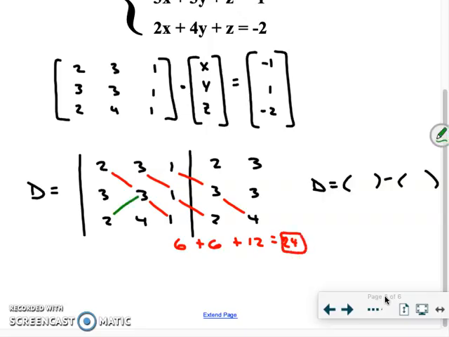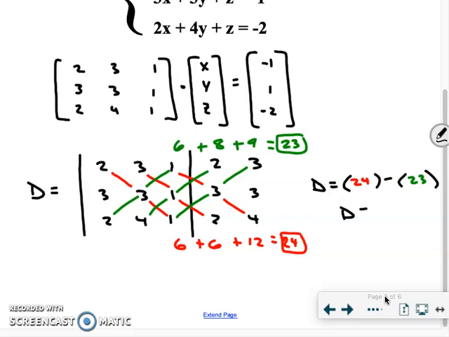Now going up, 2 times 3 times 1 is 6. 4 times 1 times 2 is 8. 1 times 3 times 3 is 9. So now the sum of the ups, it appears to be, what's that, 23, it looks like. So the sum of the downs was 24 minus the sum of the ups, which was 23. So it appears that our determinant here, d, is equal to 1.